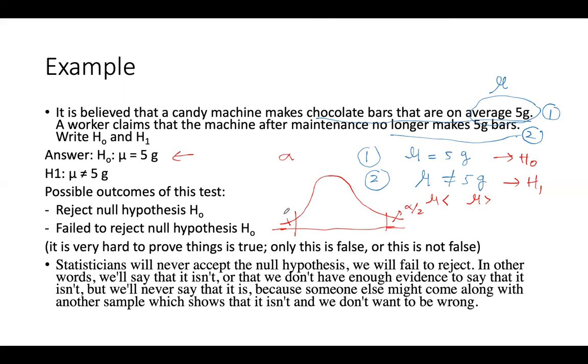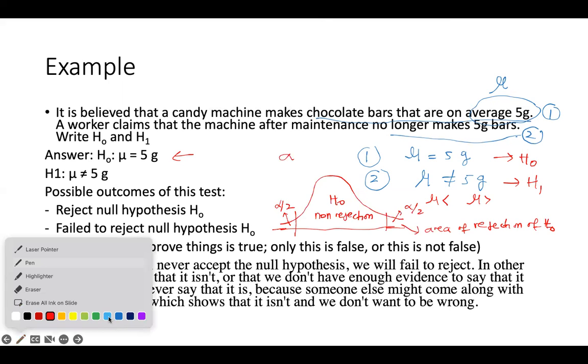Okay, so if you have a significance level of alpha, over here you have to find alpha per 2. This is also alpha per 2. This area is the non-rejection area of the H naught. This one is the area of rejection of H naught.